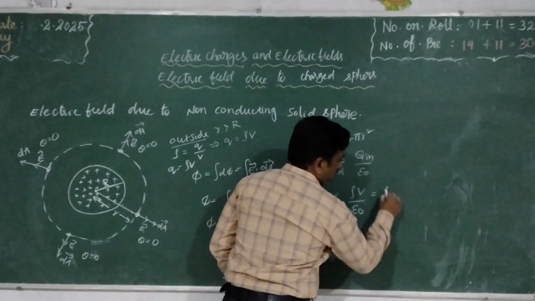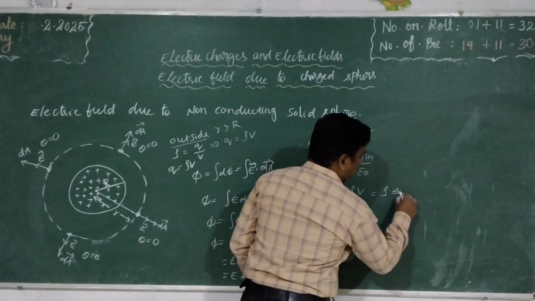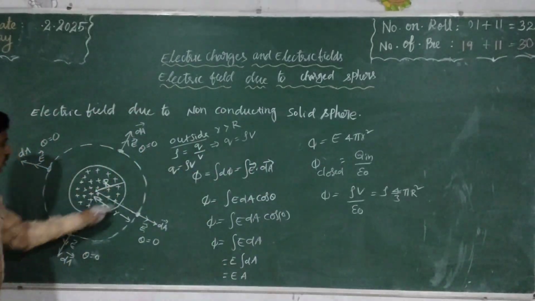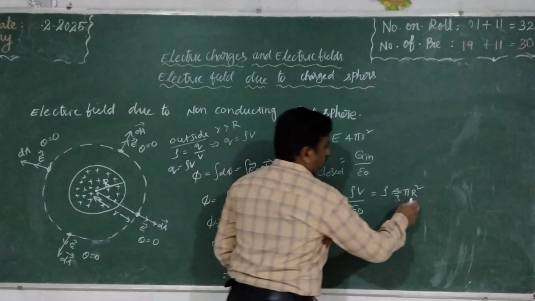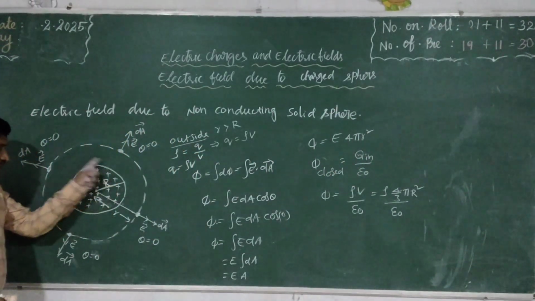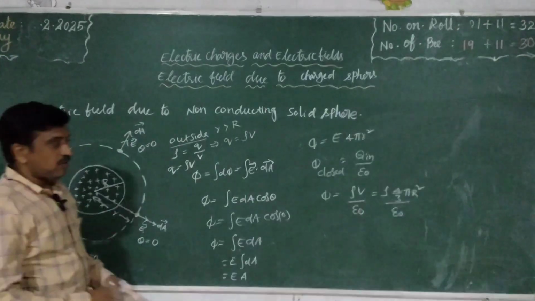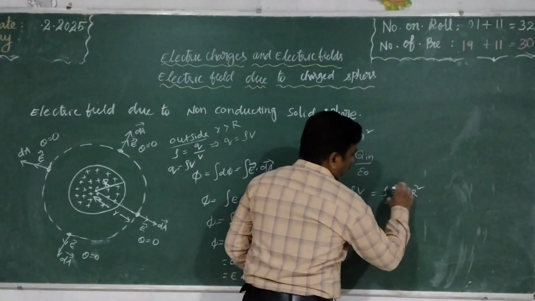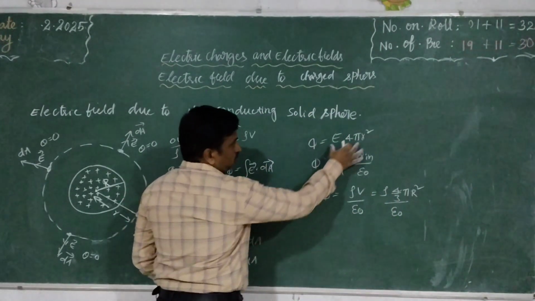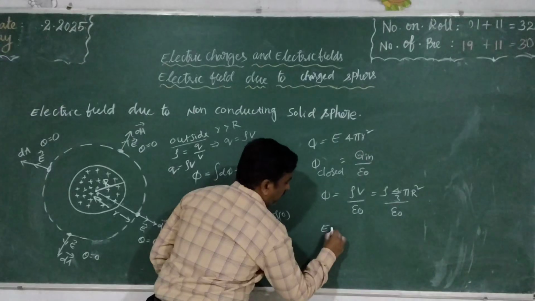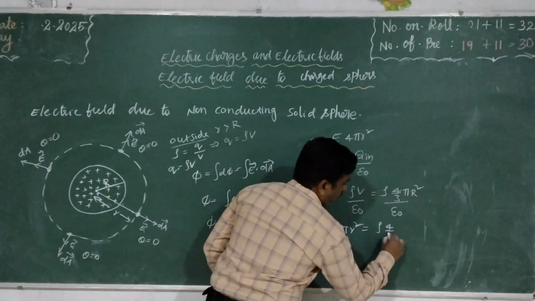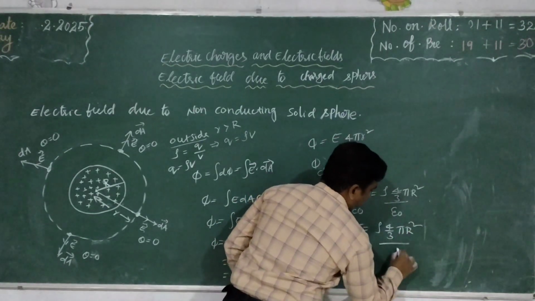Here rho is the density, and the volume is 4 by 3 pi capital R cubed, since the sphere's radius is capital R. So the charge inside the Gaussian surface gives phi equals rho times 4 by 3 pi R cubed by epsilon naught. Equating the same flux, the electric field E times 4 pi r squared equals rho times 4 by 3 pi capital R cubed by epsilon naught.